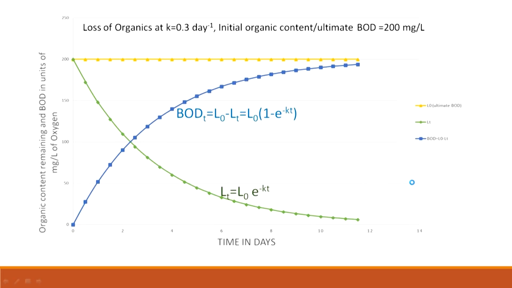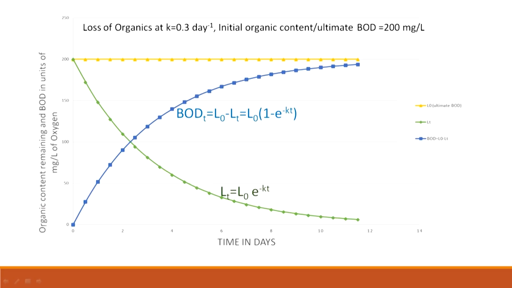That is what I wanted to represent here. In Excel I got this done. The loss of organics has a rate constant of 0.3 day inverse, note the units, and the initial organic content, which is nothing but the ultimate BOD, is 200 milligram per liter. I just drew this line to represent that. What was the initial organic content? It was 200 milligram per liter, the one I took for fitting this model. Organic content remaining and BOD are in units of milligrams per liter of oxygen.